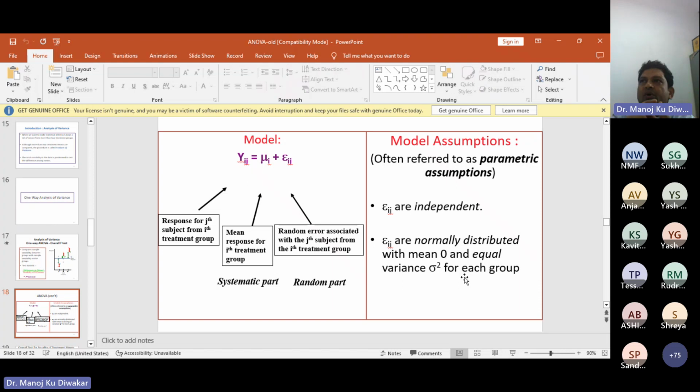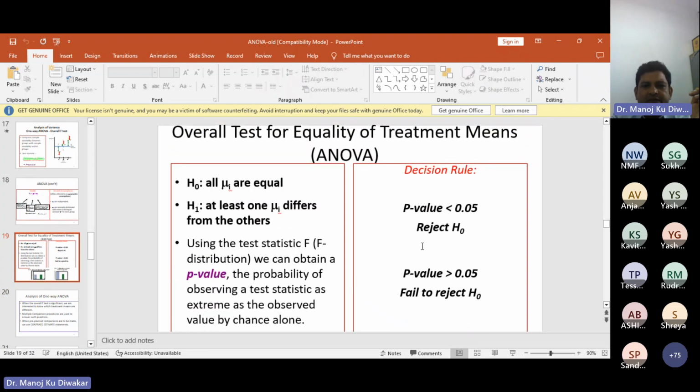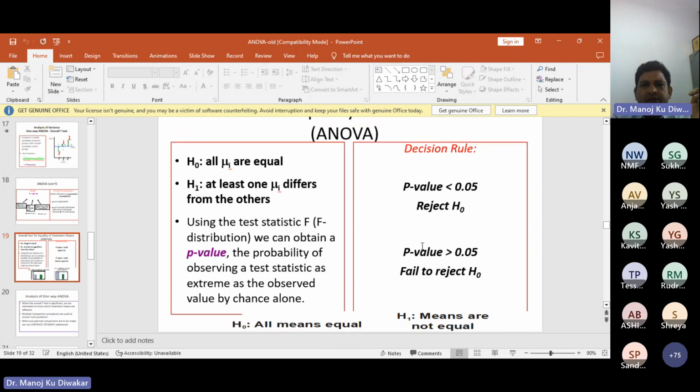Apart from the two assumptions we already discussed, the normality of the data and the equal variance of these samples, how can you make the hypothesis? Whether you do a one sample t-test, two sample t-test, or paired test, you always write the null hypothesis. In ANOVA, where we have more than two samples, we write that all mu_i's are equal. And in the alternative hypothesis, we write that at least one mu_i differs from the others.